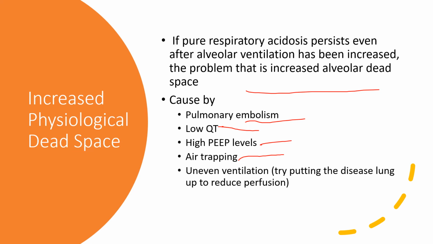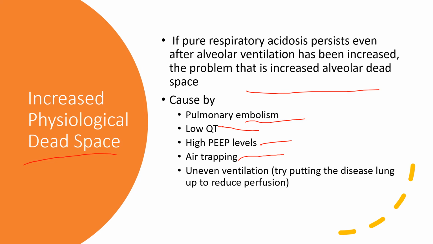Which reduces blood flow to different alveoli. So do you see a theme here? Dead space means you're ventilating, but you're not perfusing. So something there has reduced blood flow. So if we've increased minute ventilation and our CO2 isn't changing, then that's a sign we probably have a dead space issue. So we need to figure out the cause. Well, what's going on with their blood pressure? What's going on with their cardiac output? Are the PEEP levels now too high? Is there air trapping? Is there uneven ventilation going on?